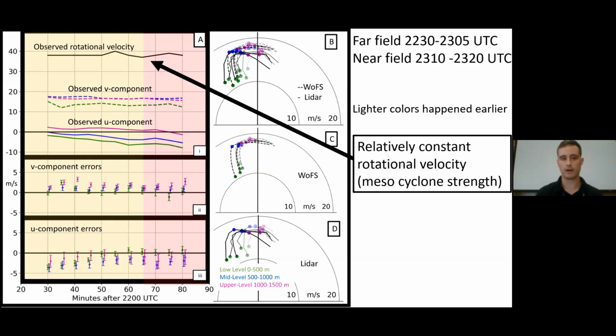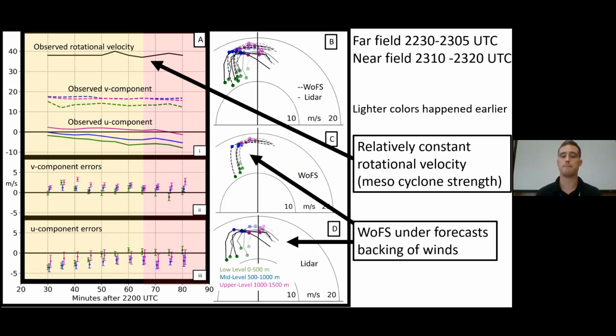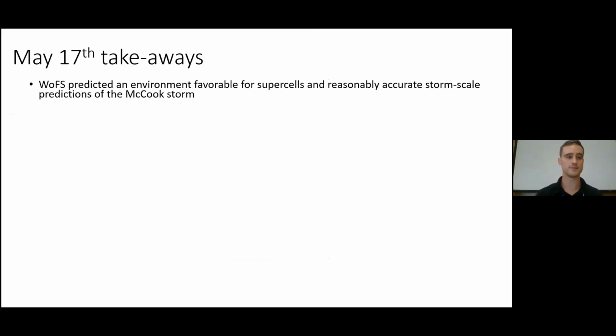So one thing I want to point out about this is that the observed rotational velocity of the mesocyclone, which is essentially a proxy for how strong the supercell is, was relatively constant during this deployment. Now, we see that WoFS backs the wind, and so this is a counterclockwise rotation on a photograph. WoFS backs the wind in a similar fashion that we see in the observations. There is backing of the wind as the storm approaches. However, in the observations, the backing is stronger than what's seen in WoFS. And so we are seeing some storm modification here, just maybe not as strong as what we're seeing in the observation.